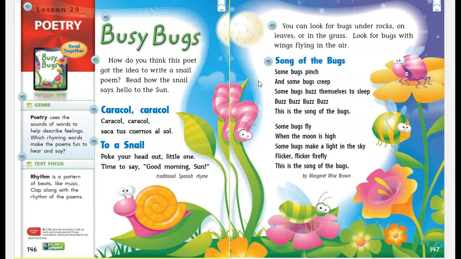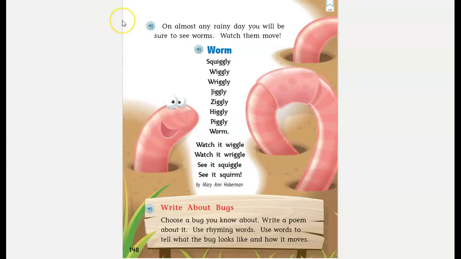Depending on the rhythm you would like to use, you can either have your song go very fast or a little bit slower. Let's read another poem from our selection of busy bugs. On almost any rainy day, you will be sure to see worms. Watch them move. This poem is called Worm.